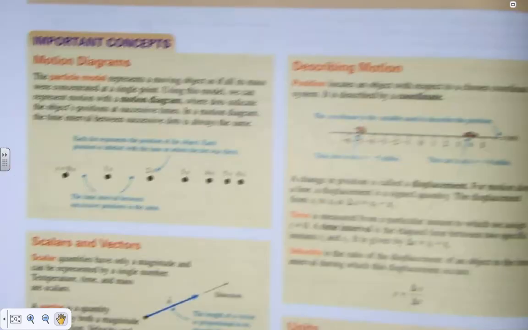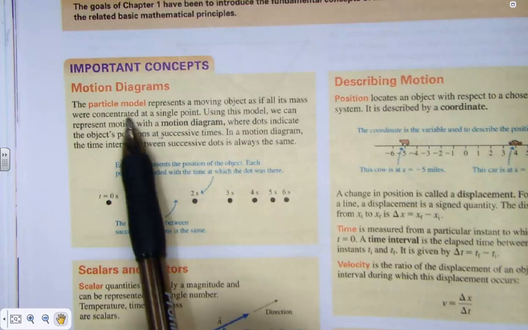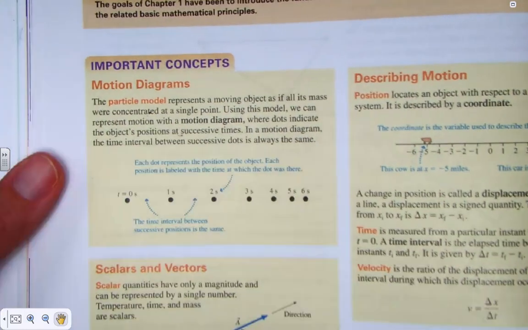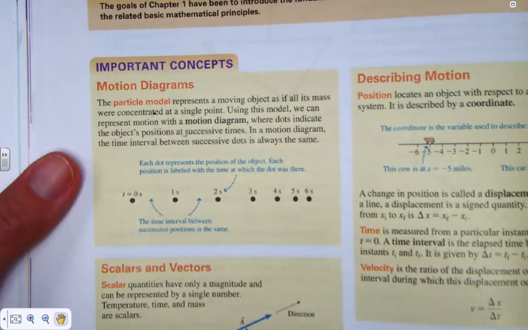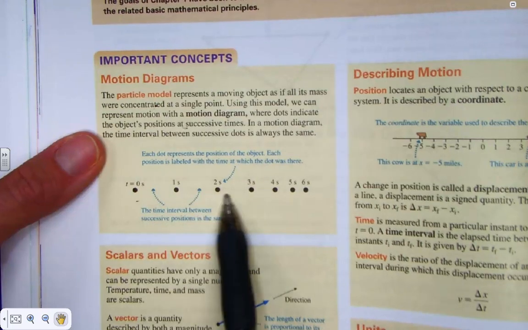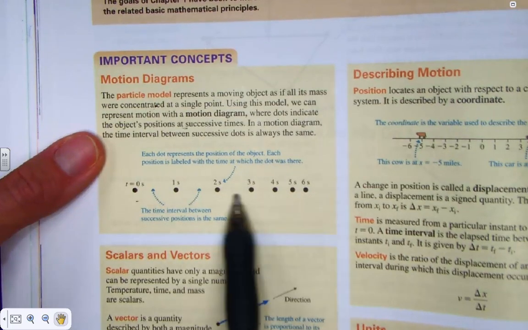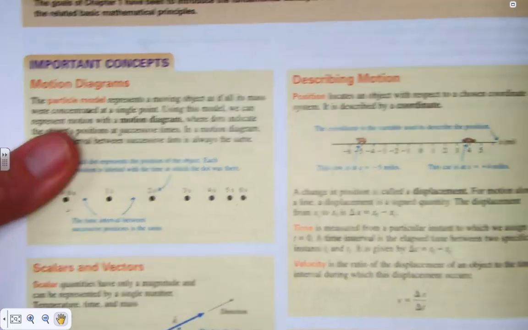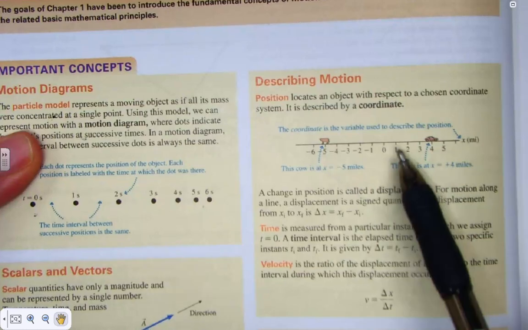The last thing we could think about is really just showing the summary. What are some things that we can reflect upon through the journey of Chapter 1? We started talking with the particle model. Particle models represent a moving object, and all of its mass is concentrated in a single point. The very first leg of our chapter talked about what information we can pull out of this particular diagram. We talked about describing motion in terms of direction.